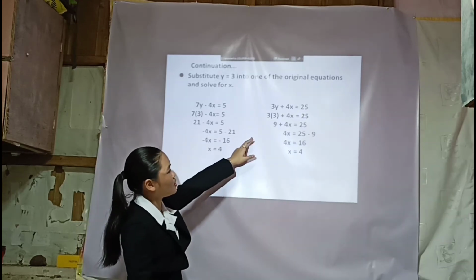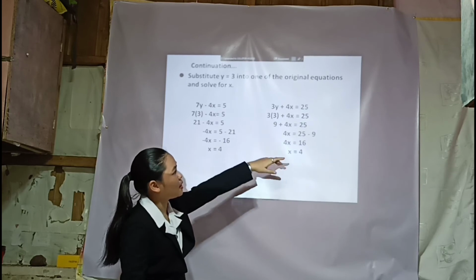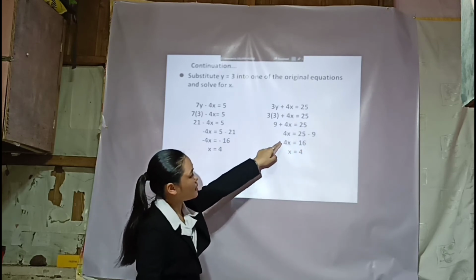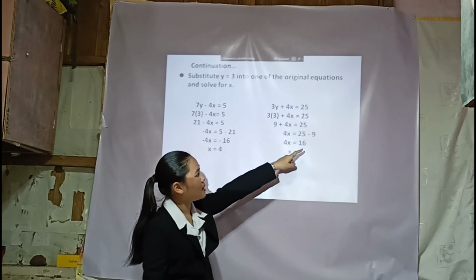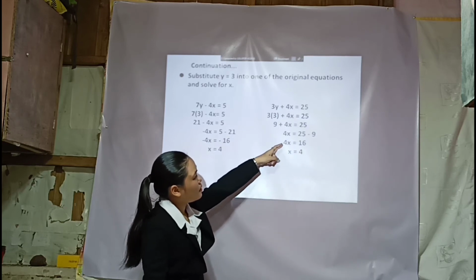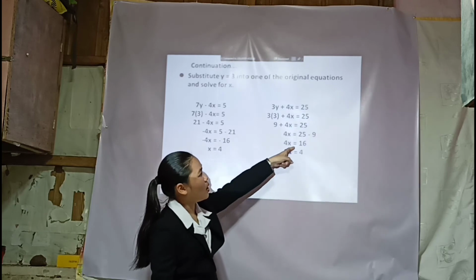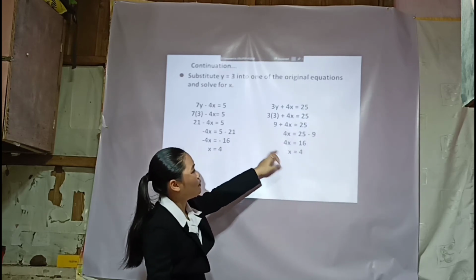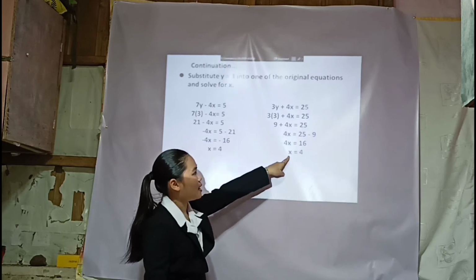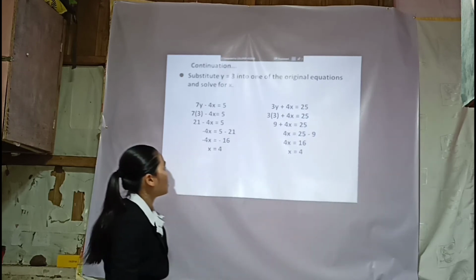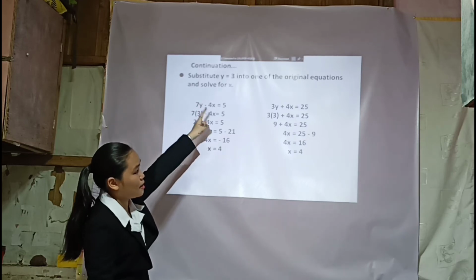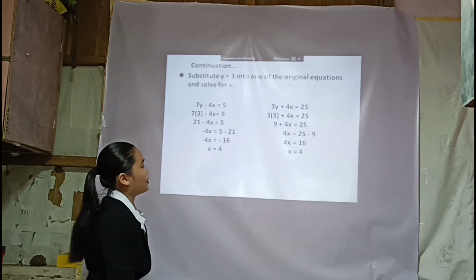So let's transfer positive 9 to another side. So it becomes negative 9. 4x equals 25 minus 9. That is why 4x equals 16. And we will divide both sides by 4. The answer is x equals 4. So the value of y is 3 and the value of x is 4.